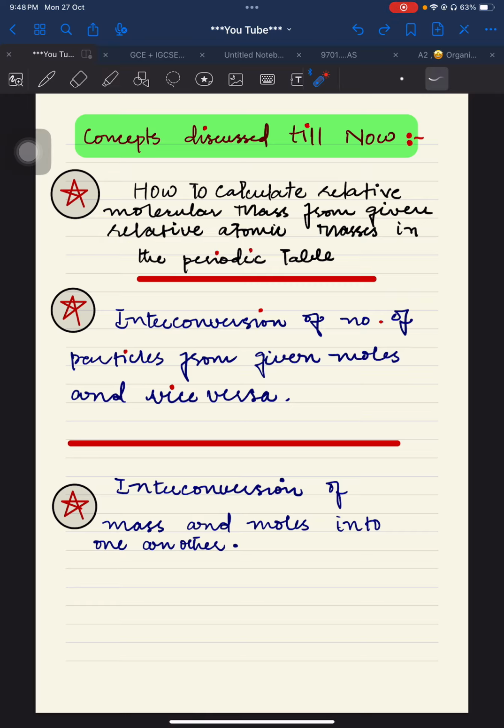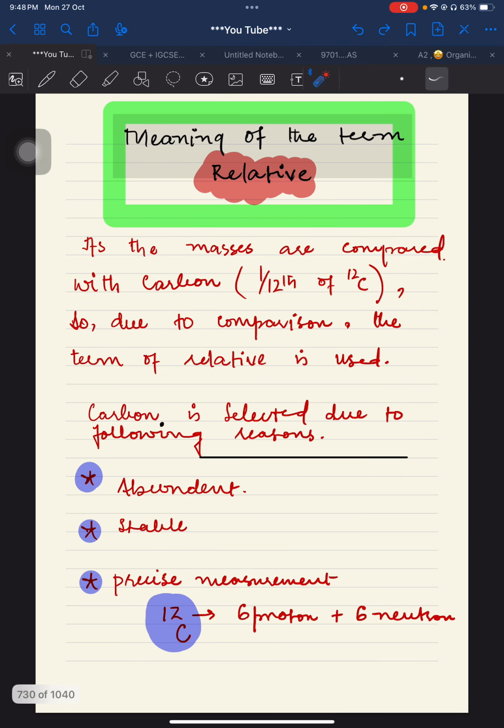And then the final interconversion, which we have just studied, is related to mass and mole. From the mass, you can go towards moles, and from the moles, you can come towards mass. Okay. Then I am on this explanation.